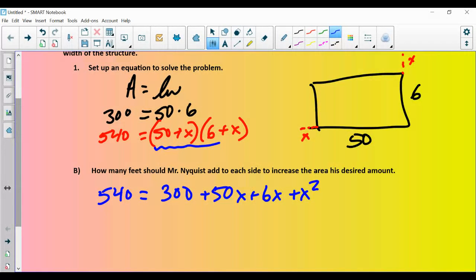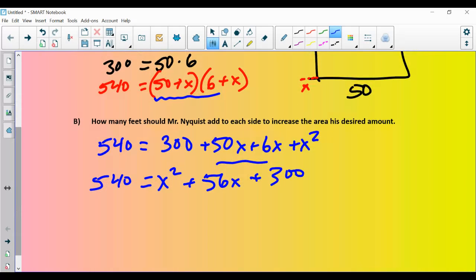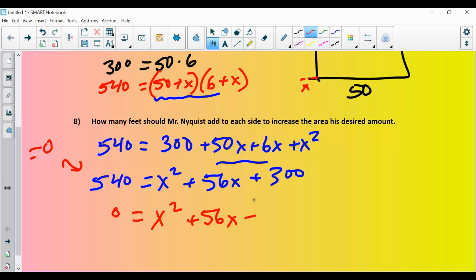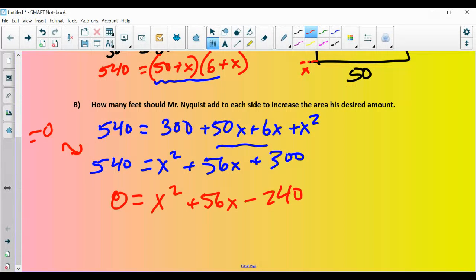I'm going to rearrange this in the conventional order with x squared in front. Those two can be combined to make 56x, and then plus 300 is equal to 540. Now our goal is going to be to solve this equation, and in order to solve an equation like this, we need to factor it, and when we factor, we want this part right here to be equal to 0. So I'm going to subtract 540 on both sides. That will give me 0 is equal to x squared plus 56x minus 240, and that is going to be the equation I need to solve.